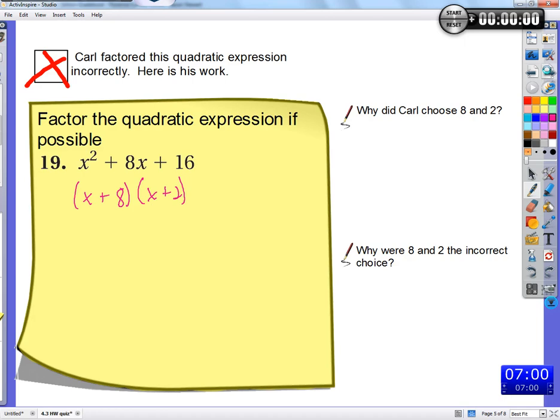Okay, let's assume this means that you're done. Why did Carl choose 8 and 2? Because they both multiply to make 16. Because 8 times 2 equals 16. Those two numbers we're trying to find need to multiply to 16.